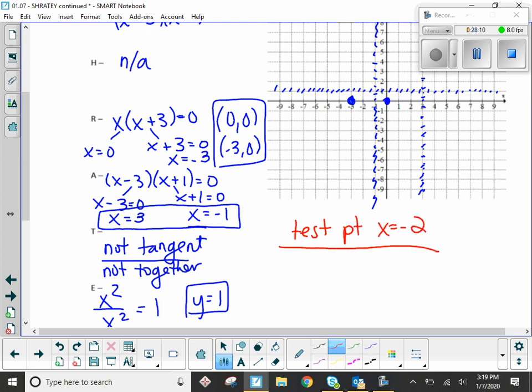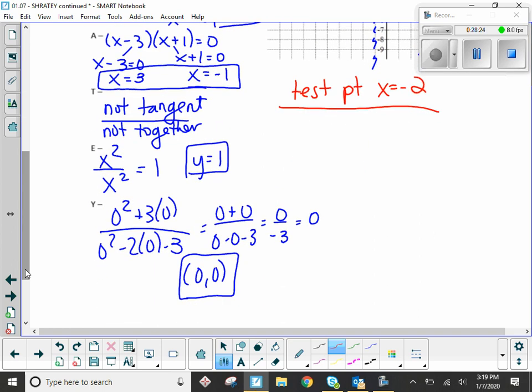How do I find the y that goes with that? What do I do with that -2? Plug it in at the top. Plug it into your original equation. So that's going to look like this. -2 squared plus 3 times -2, over -2 squared minus 2 times -2 minus 3.